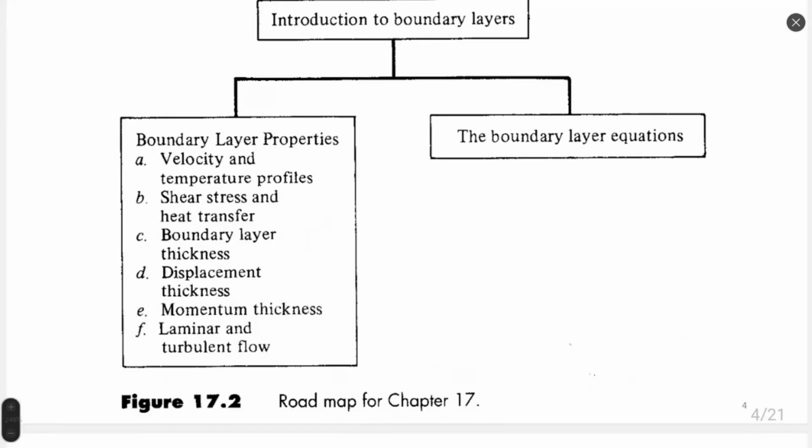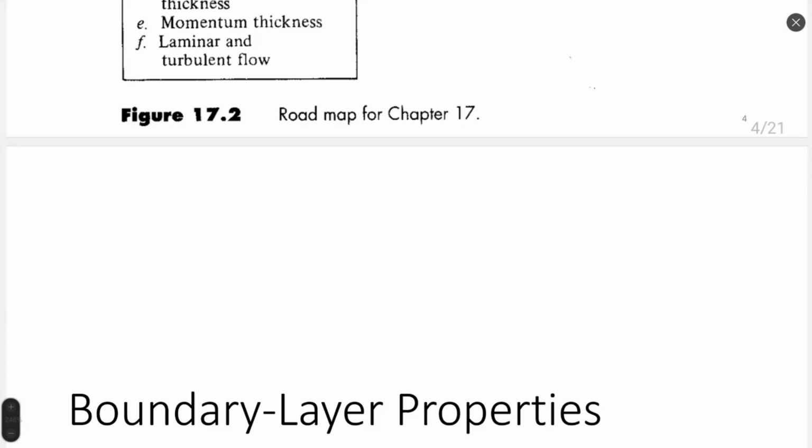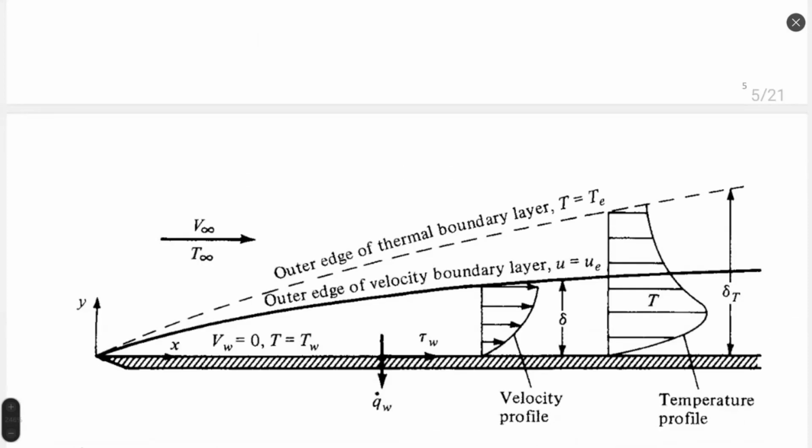Chapter 17 is divided in two parts. The first is boundary layer properties, where we study velocity and temperature profile, shear stress and heat transfer, boundary layer thickness, displacement thickness, momentum thickness, laminar and turbulent flow definition. And the second part is devoted to boundary layer equations, which we use to solve flow pattern around the body to determine velocity profile and temperature profile. Boundary layer properties.